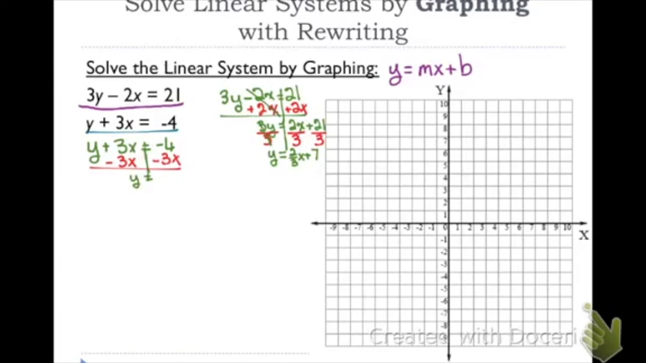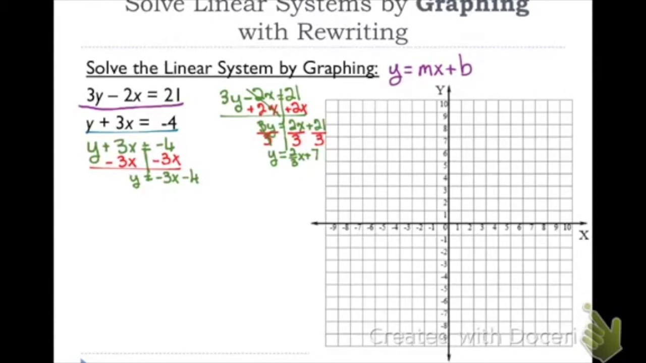I cannot subtract 3x from negative 4 because one term has an x and one does not. So look carefully. I'm going to write down my variable term first, my negative 3x, and then I'm going to write down my minus 4. Now I have solved this equation for y.